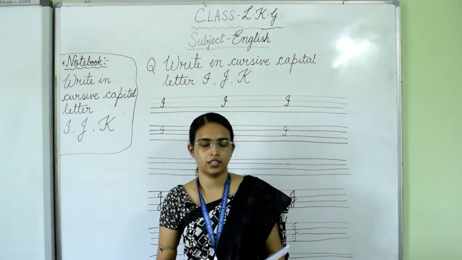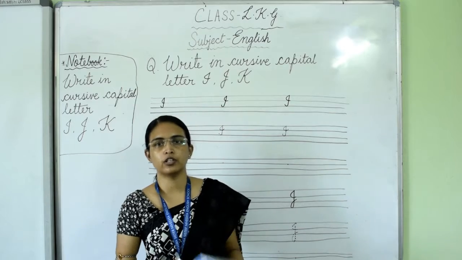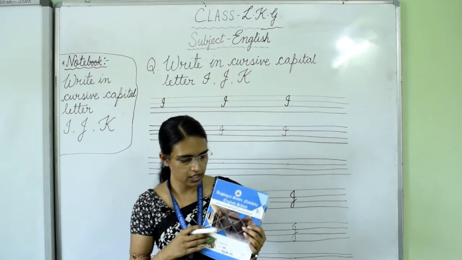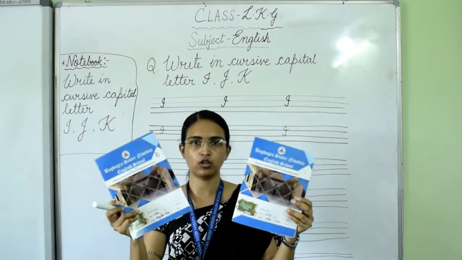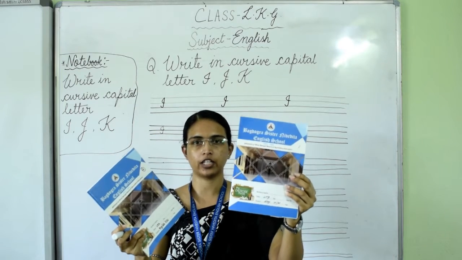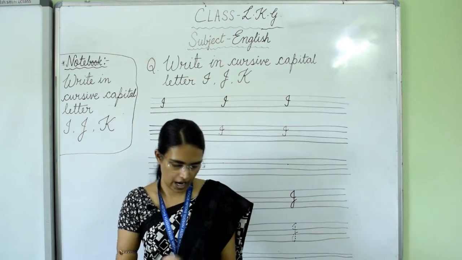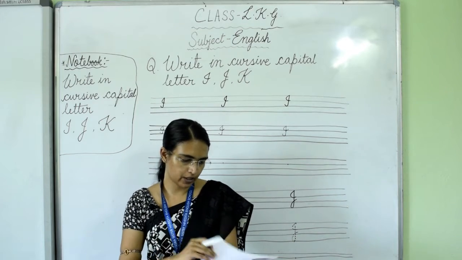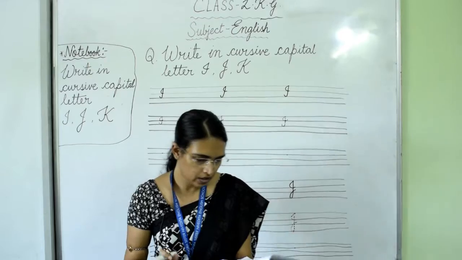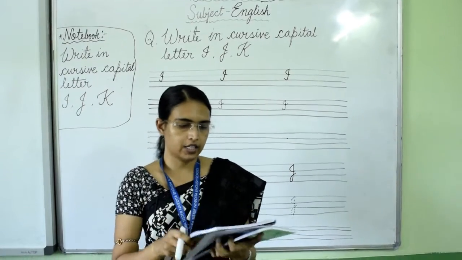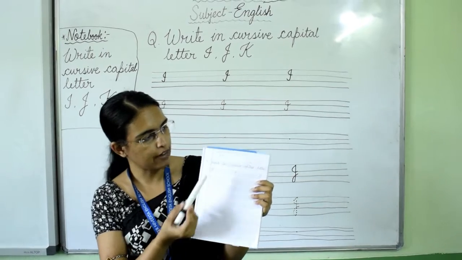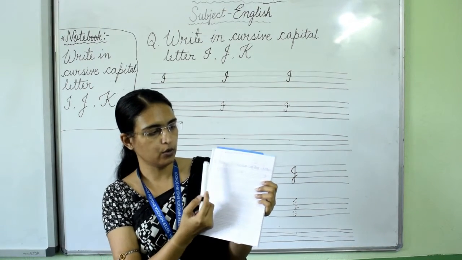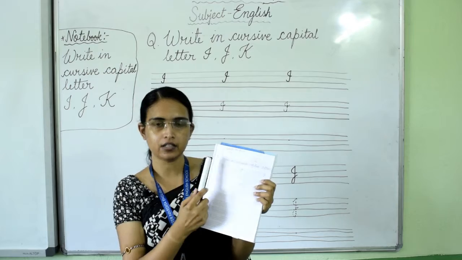Hello students. Now first we will study English. Okay, for this take out your notebook, this one, English copy. You have two notebooks, one is CW and another one is HW. And now first open your CW copy, English CW copy, and in this page you have to mention the date and CW, and with the help of your parents write the question.